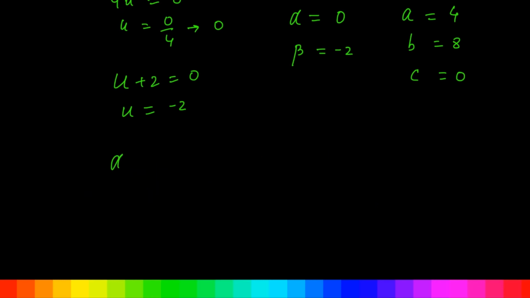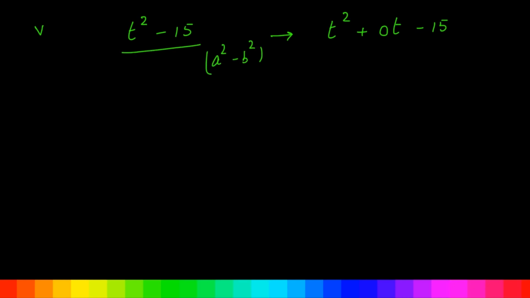As far as the product of zeros is concerned, alpha multiplied by beta is equal to c over a. Putting the values, alpha is 0, multiplied by beta, that is minus 2. c is 0 and a is 4. 0 multiplied by minus 2 is 0, and 0 divided by 4 is also 0. So the relationship between the product of zeros and the coefficients is also verified.